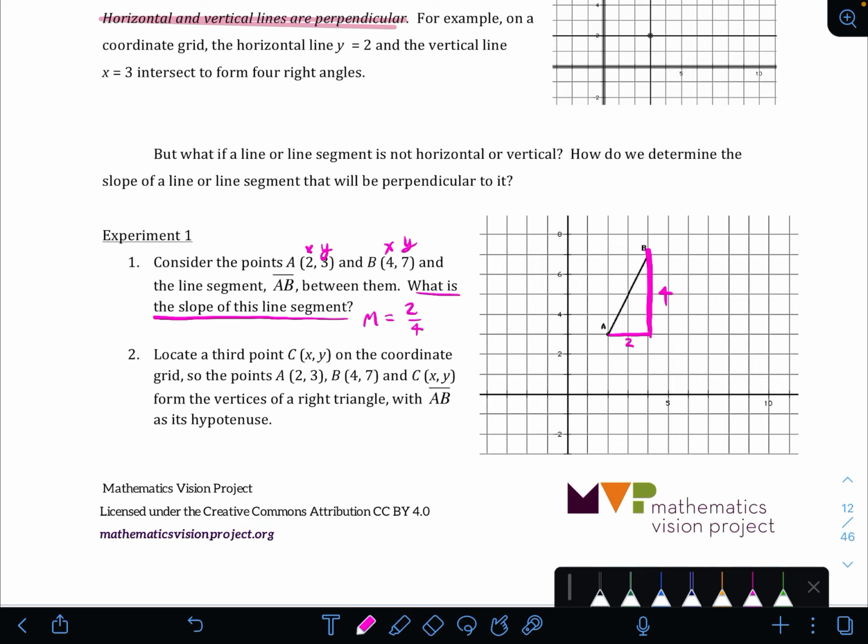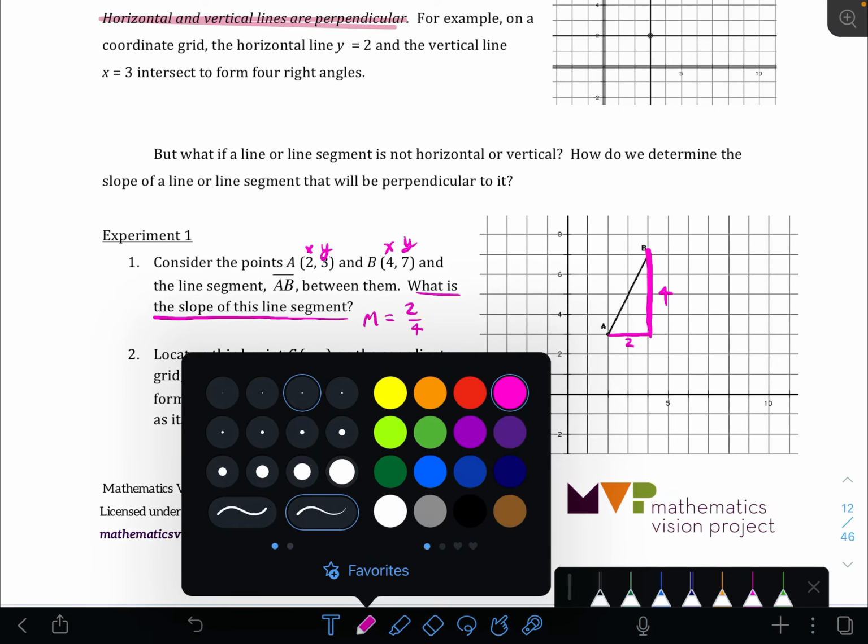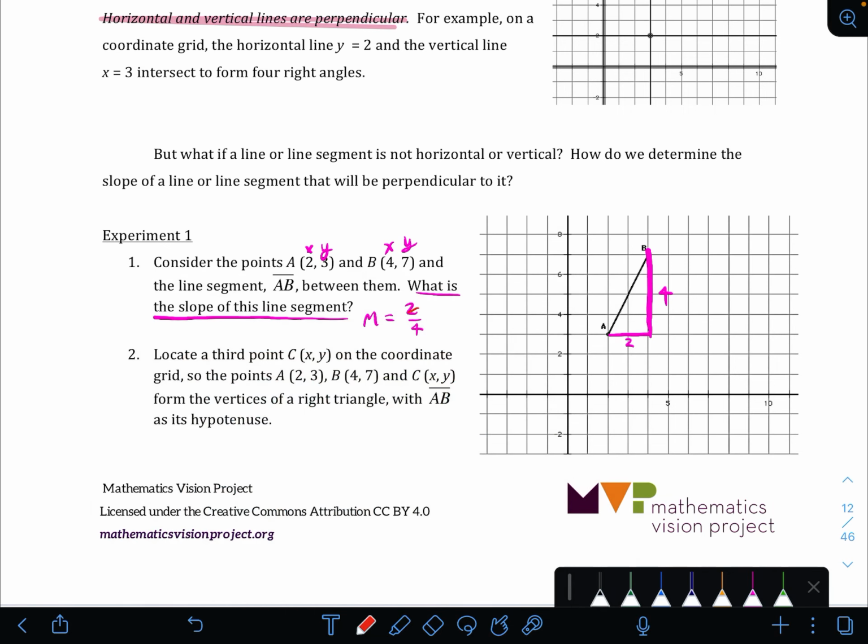I also can see one other thing about this 2/4, and this is something you don't have to do, but I do recommend that you start trying to do it, even if you don't do it well. Just try. 2 over 4 can be simplified. We can divide the top by 2 and the bottom by 2 to get 1 over 2, or 1/2. So the slope of this line is 1/2.